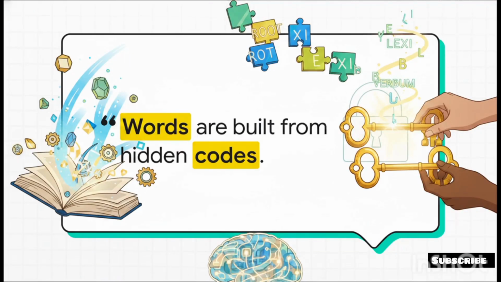Listen, words are not just random letters thrown together. That's a huge misconception. English vocabulary is actually this beautiful, highly structured puzzle. It literally operates on a system of hidden codes, which we call root words. And here's the magic. Once you learn these master keys, hundreds of complex, super intimidating words are just going to unlock themselves in your mind entirely effortlessly. You won't even have to force it. You'll just instantly understand them.